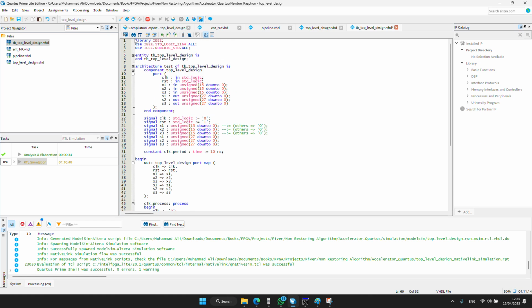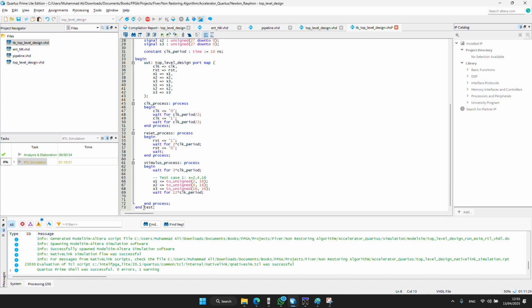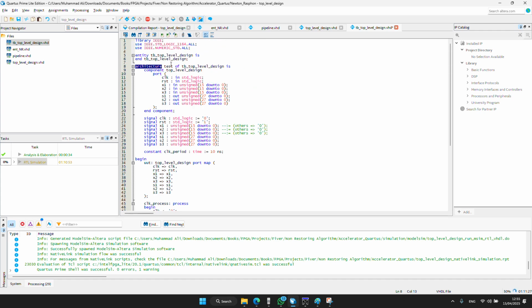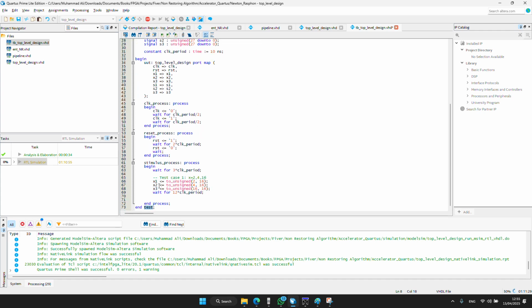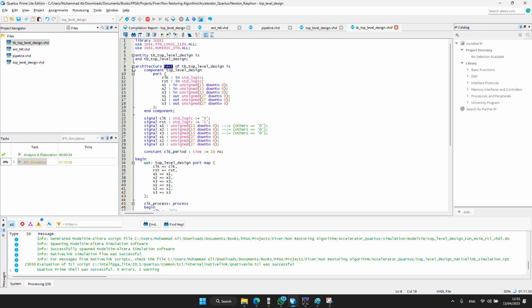Okay, now coming back, this is the library declaration, this is the entity declaration, this is how a VHDL test bench is written. This is the start of our code. Whenever you see architecture, there will be an end of that architecture. The name of the architecture is test. In this architecture, we will place the whole code.